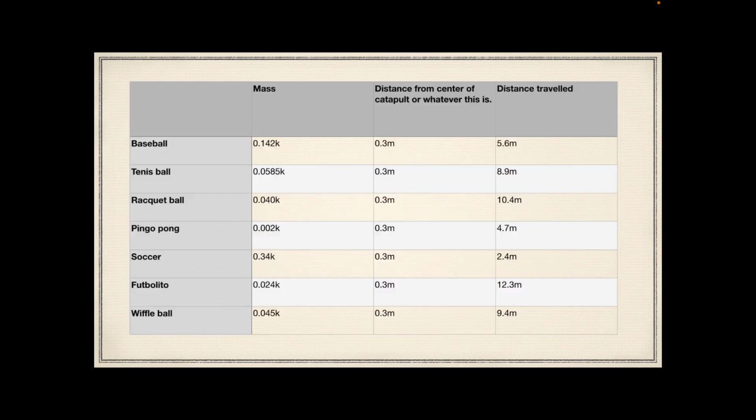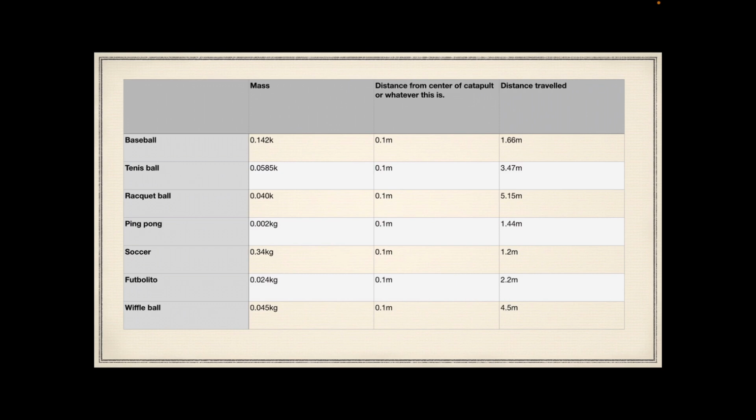So in the results, this is the distance from 30 centimeters, the tension. The one that reached the furthest was the futbolito ball, and the one that reached the least was the soccer ball. And in this one it was pretty much the same results. The one that reached the furthest, actually in this one, was the racquetball, and continuing, the wiffle ball.